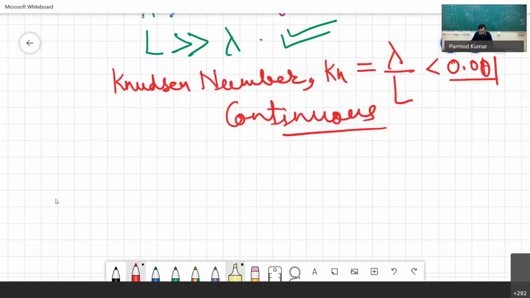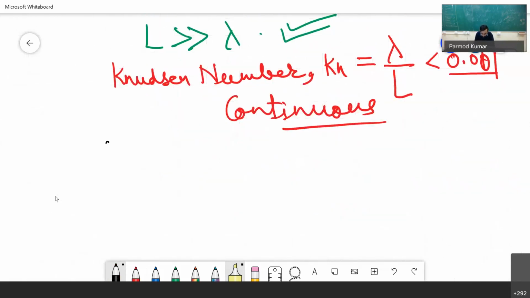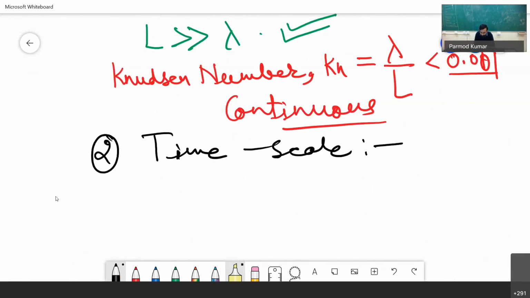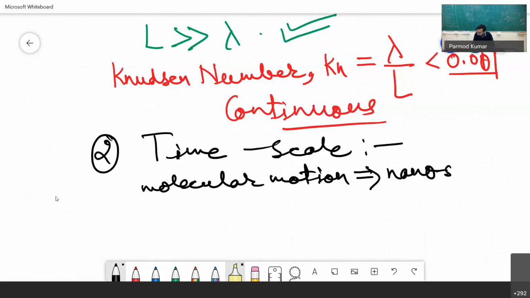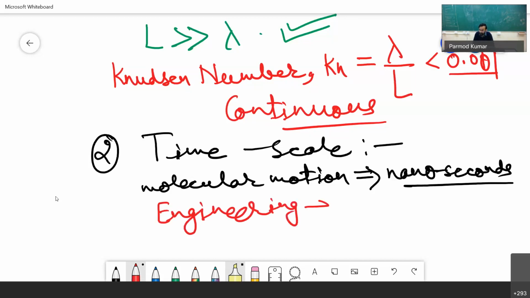The second criterion is the time scale. Generally, when molecular motions take place, they have a very small time scale, of the order of femtoseconds or nanoseconds. Molecular activities happen in a very small time interval, of the order of nanoseconds. However, when we talk about engineering phenomena, we are mainly concerned with the scale of seconds, or hardly milliseconds.